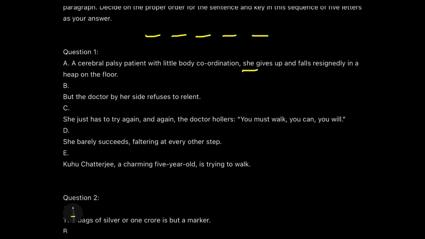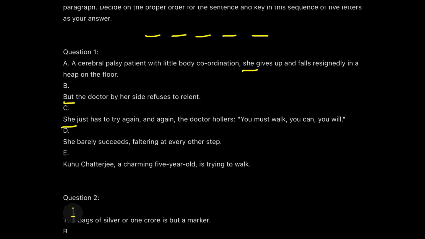Now we'll move to the sentence B. But the doctor by her side refuses to relent. So but is a change of idea, and these kinds of connectors will never be the opening, but surely come between the change of two ideas. Next comes C. She just has to try again and again. The doctor hollers, you must walk, you can, you will. She is again the pronoun, and so surely not the first opening sentence. So ABC is what I'm not going to open my sentence with.